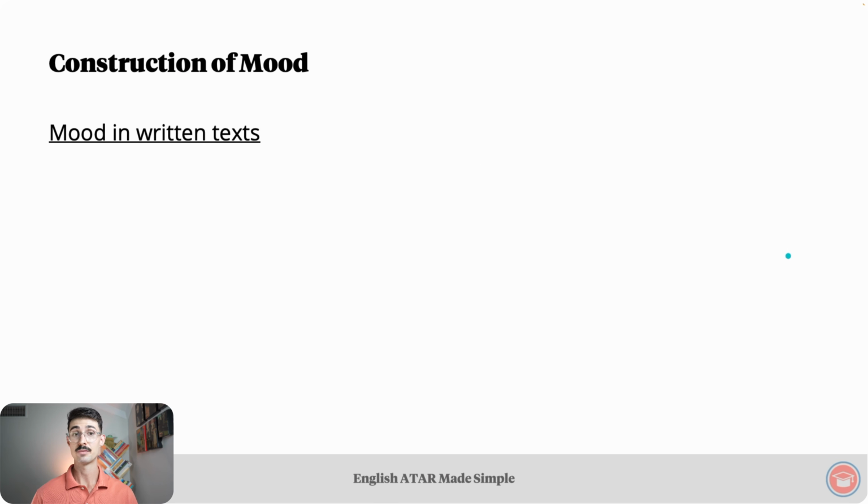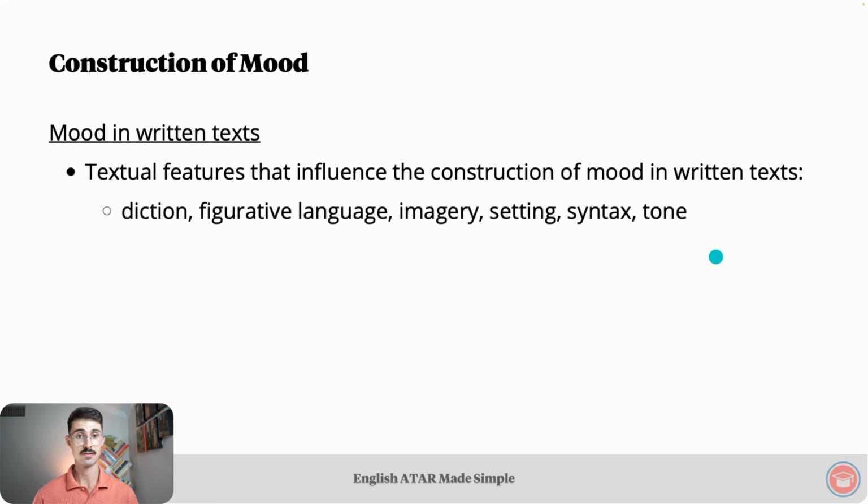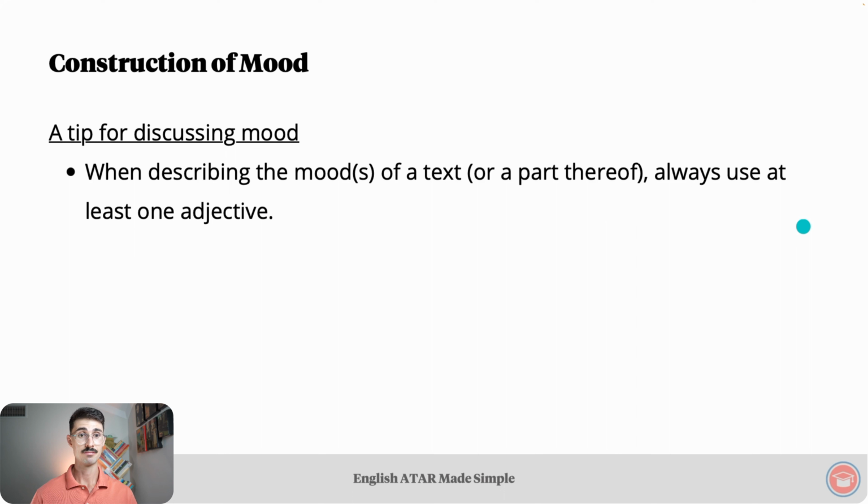Then we looked at mood in written texts, and the textual features that influence the construction of mood in written texts are diction, figurative language, imagery, setting, syntax, and tone. Our example for this one was a despondent, melancholic, contemplative, and glum mood in the opening passage of The Midnight Library. A tip for discussing mood: when describing the mood or moods of a text or a part of a text, always use at least one adjective.